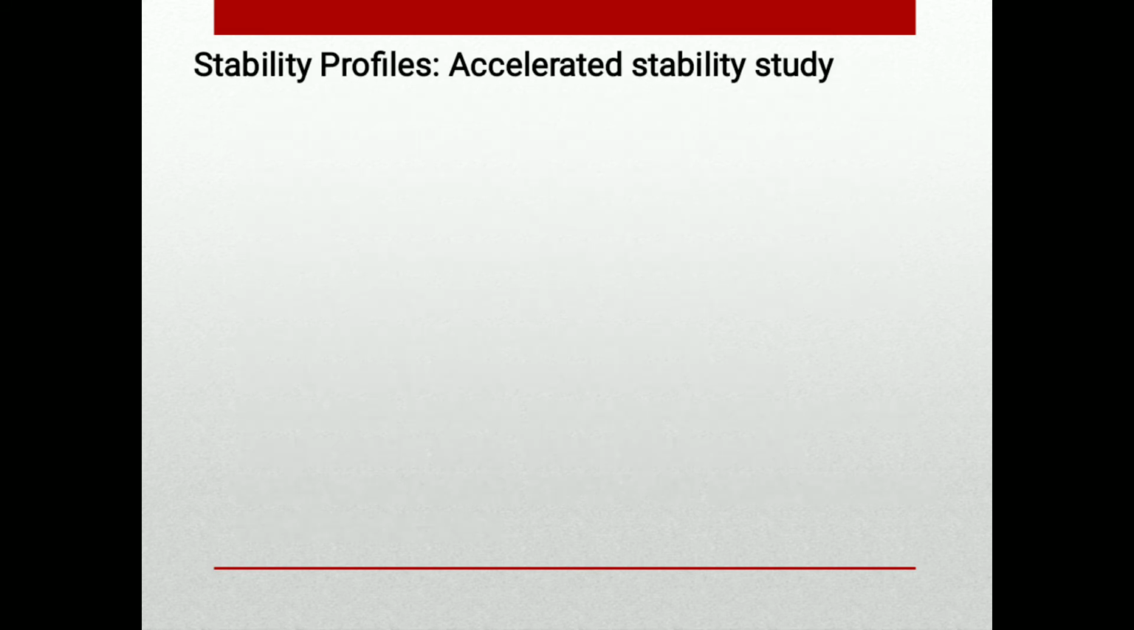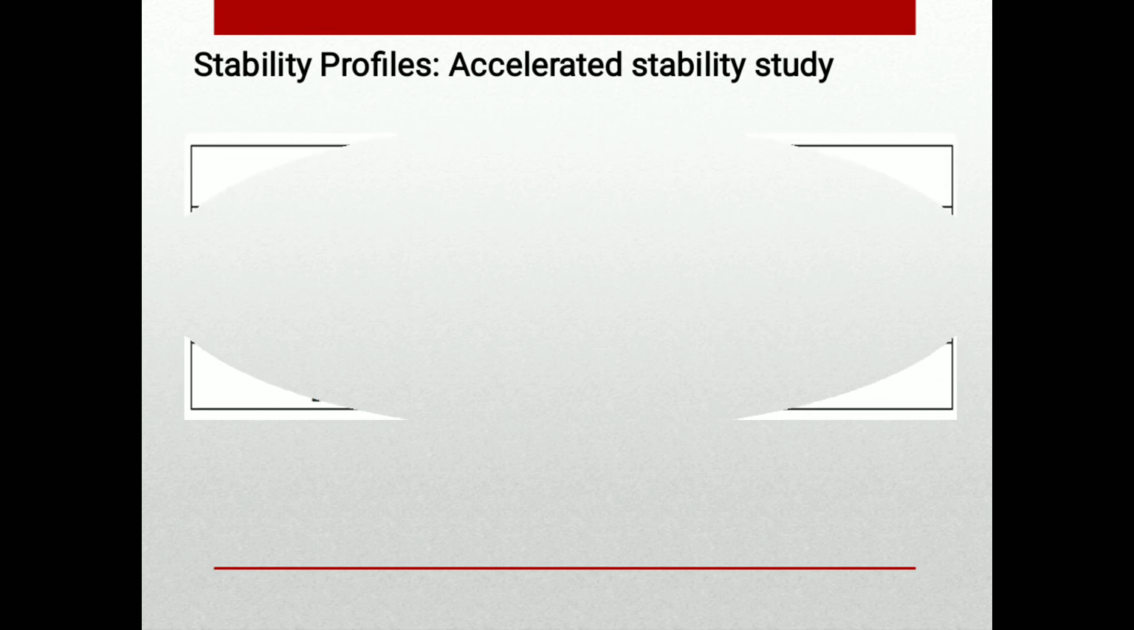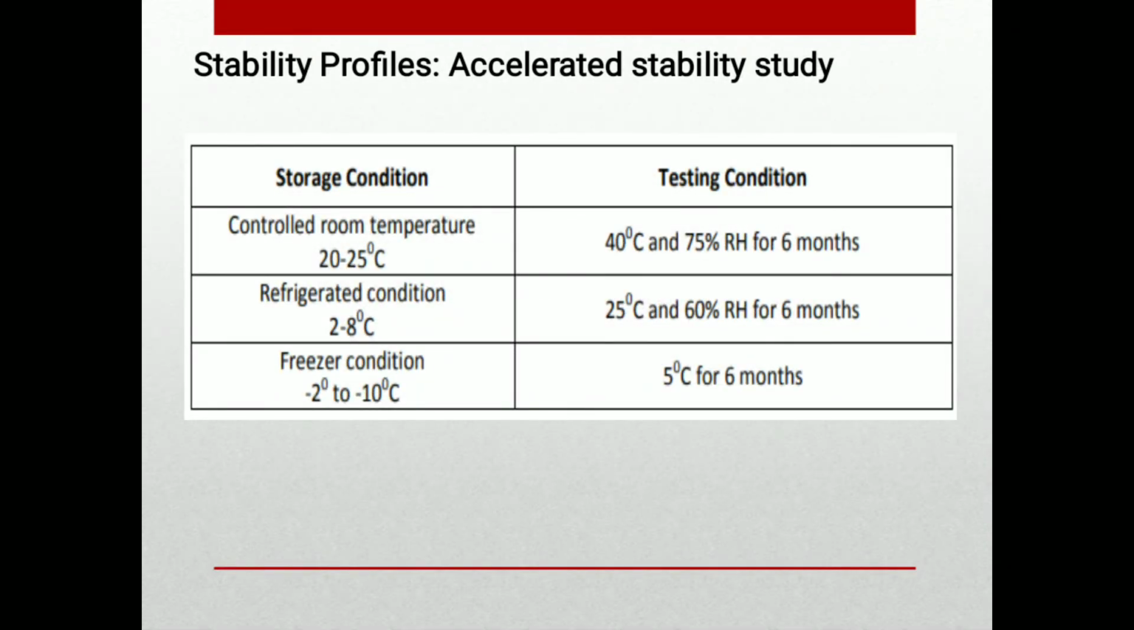Further, the stability profile for accelerated stability studies. This is the indication of storage condition and testing condition. For controlled room temperature, that is 20 to 25 degrees Celsius, testing is done at 40 degrees Celsius and 75% relative humidity for 6 months. Then for refrigerated condition, that is 2 to 8 degrees Celsius, the testing condition is 25 degrees Celsius and 60% relative humidity for 6 months. Then for freezer condition, that is -2 to -10 degrees Celsius, for this product testing is carried out at 5 degrees Celsius for 6 months.